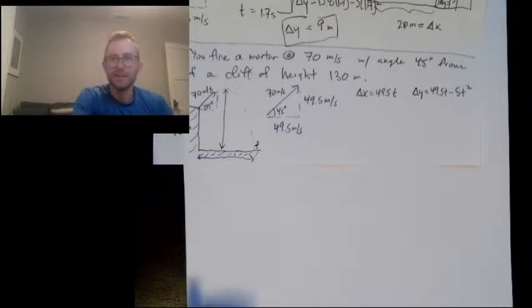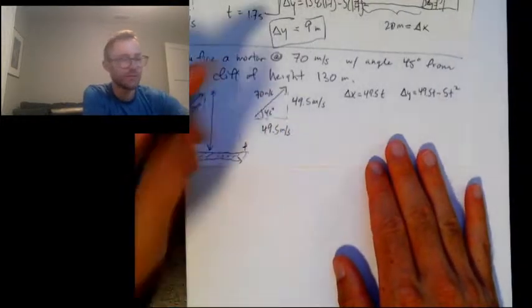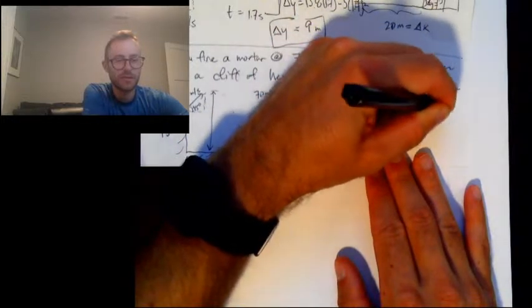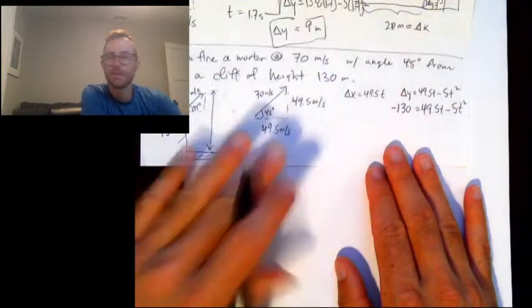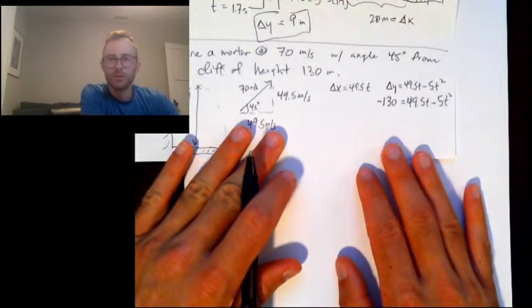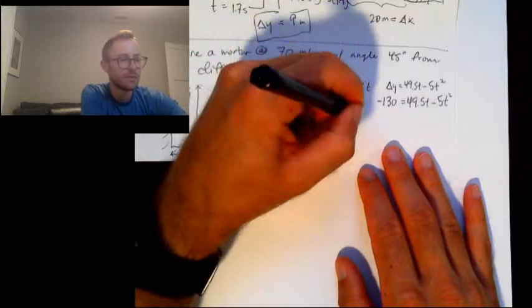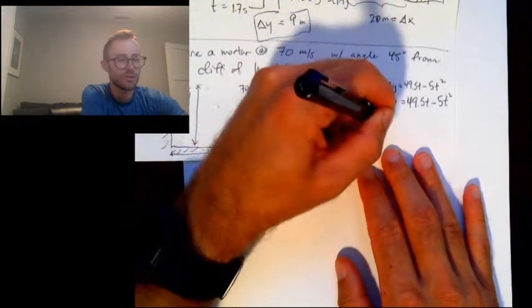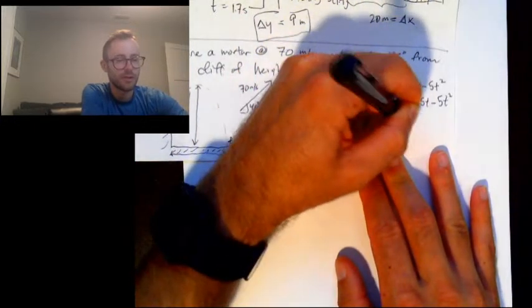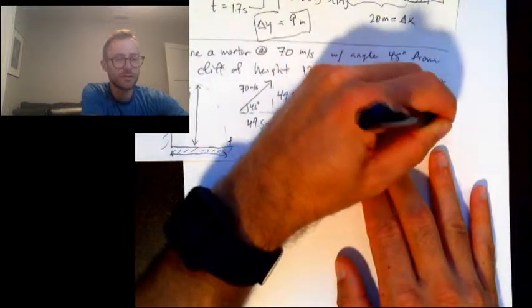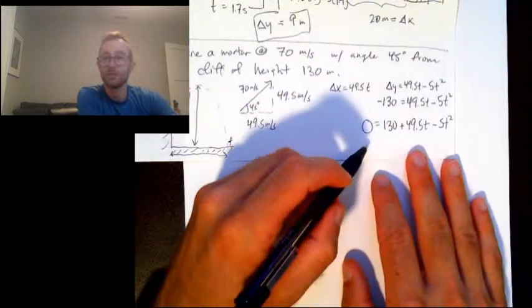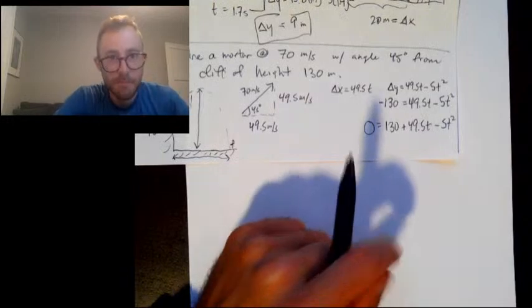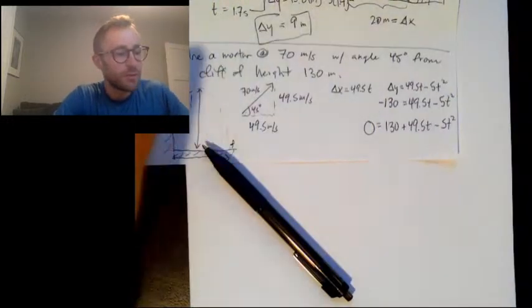Excellent. Negative 130 meters. That negative is important. So we have negative 130 equals 49.5t minus 5t squared. Now I will add 130 to both sides. I get 0 equals 130 plus 49.5t minus 5t squared, and I'm solving for t. So this is a quadratic formula problem. That's why I do this problem last, because it involves a quadratic formula.